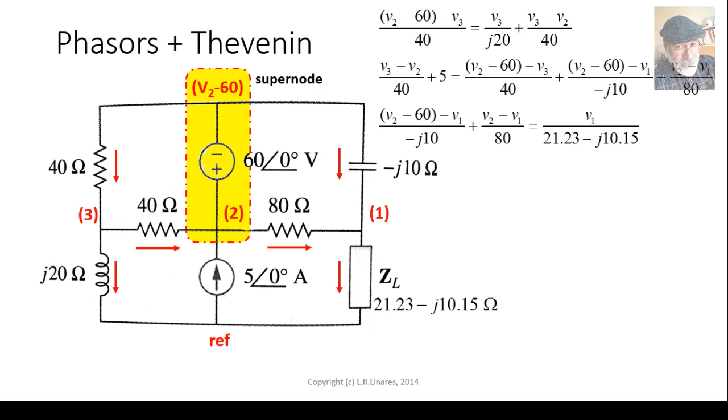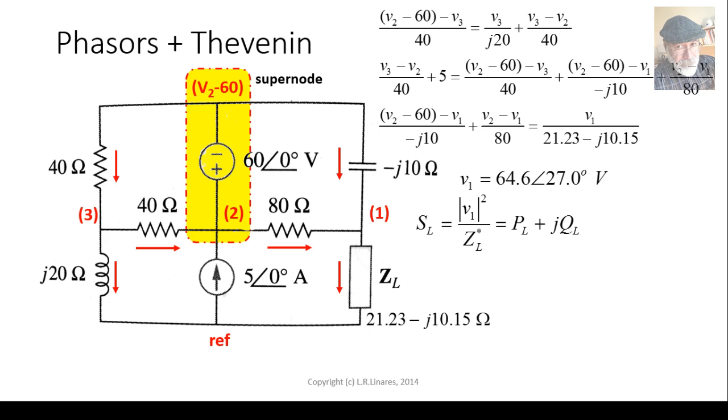And here is KCL1. We find 3 equations, 3 unknowns, V1, V2, and V3. Solve them, and you get V1 is 64.6 at 27 degrees. You say, what about the others? I do not care about the others. I only need V1, which is the voltage on ZL, and I can use that expression.